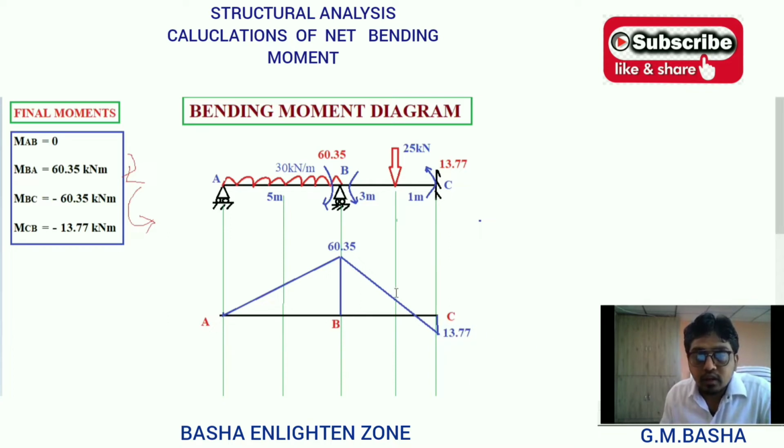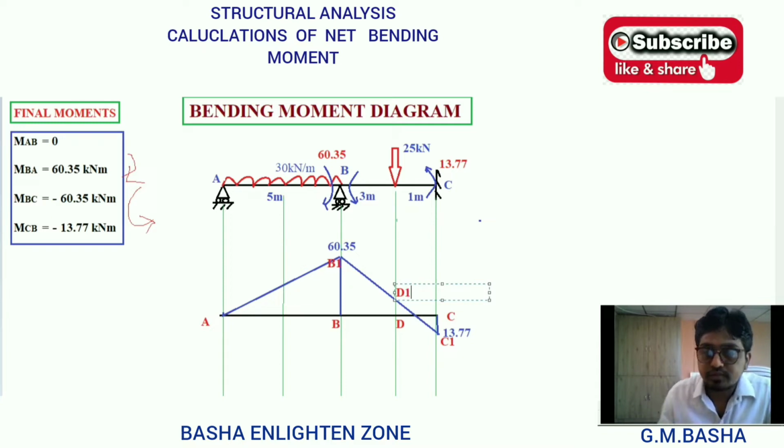Here you take this one as B1. Here it will be C, and I am taking this one as C1, and taking this one as point D and this point as D1. So after drawing this fixed bending moment diagram, please draw the free bending moment diagram. This free bending moment diagram can be obtained by the given loading conditions.